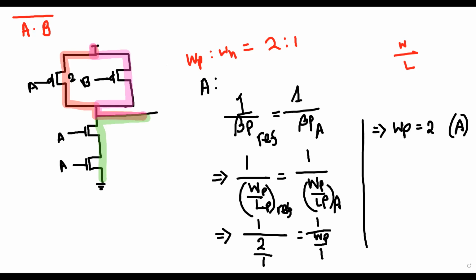Now, if you do the same calculation for the pink path, everything will be the same except this will be B. Again, the answer will be 2 for B as well. Now the PMOS part is done. Now we have to do the NMOS part. Now how to do the NMOS part?